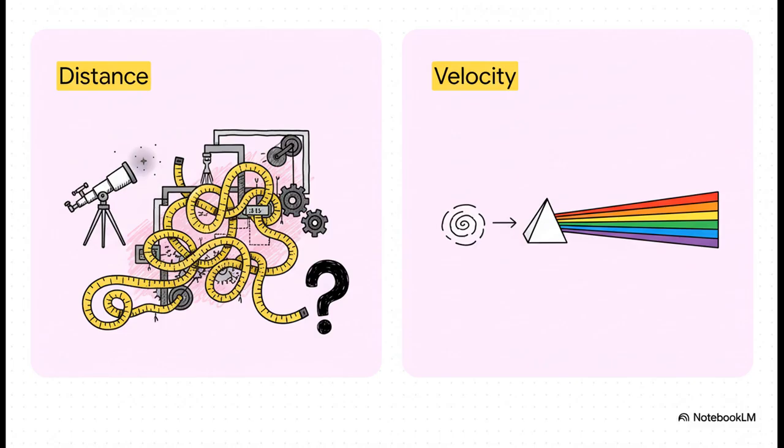But measuring the distance, oh, that was incredibly difficult. I mean, really, really hard. It meant hunting for specific types of stars, like Cepheid variables, inside these super faint, faraway galaxies, and then guessing the distance based on how bright they appeared. Even Hubble himself admitted his methods were rough and had to be applied with caution.